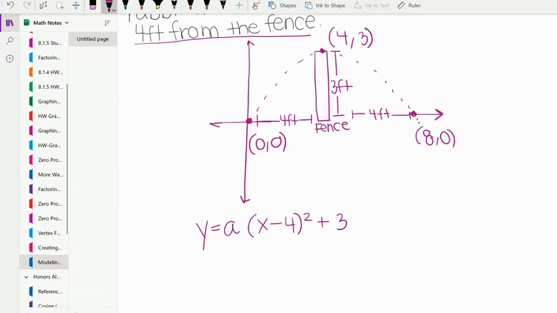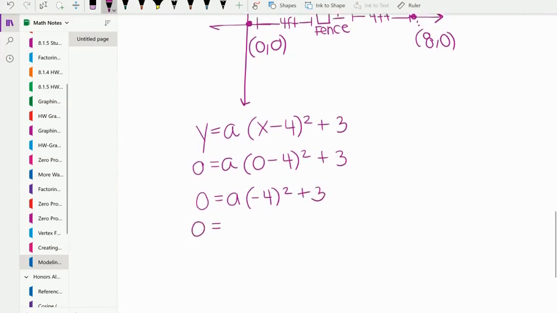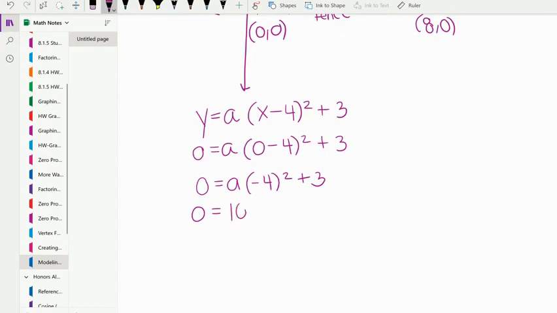I'm going to choose (0, 0). So we would have 0 equals a times (0 minus 4) squared plus 3. And then we get 0 equals a times negative 4 squared plus 3. So negative 4 squared is 16, so we get 0 equals 16a plus 3. So negative 3 equals 16a. Divide by 16. So a equals negative 3 over 16.